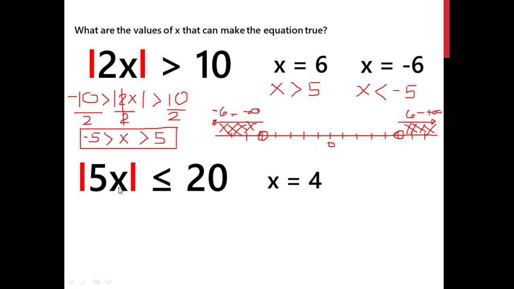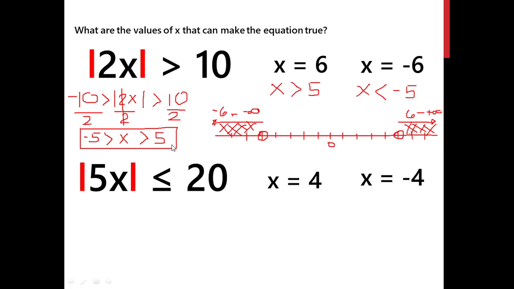5 times 4, that is 20. The absolute value of 20 is 20, which is equal to 20. So it makes our statement true. Another value is negative 4, because 5 times negative 4 is negative 20, and the absolute value of negative 20 is also 20, which makes the statement true.